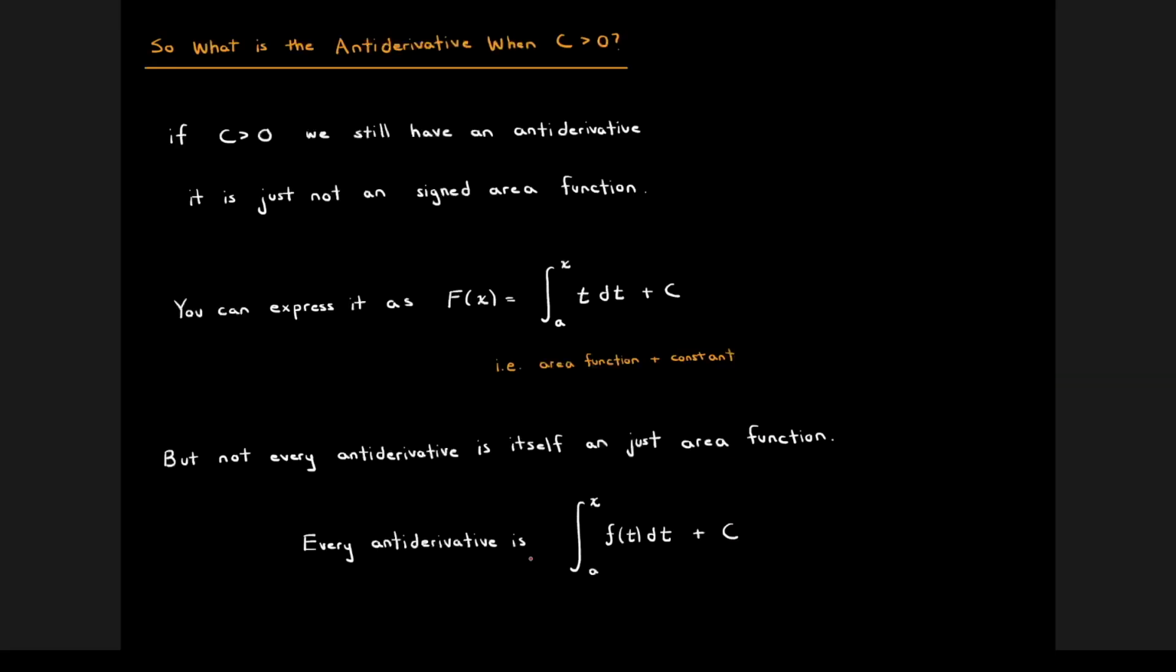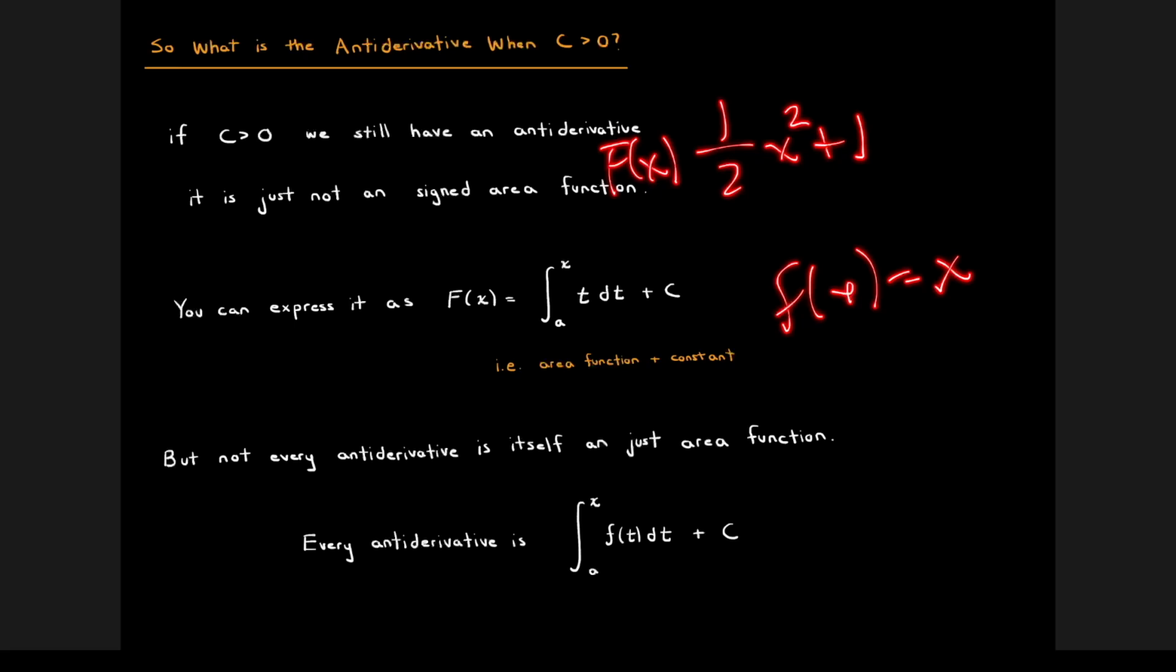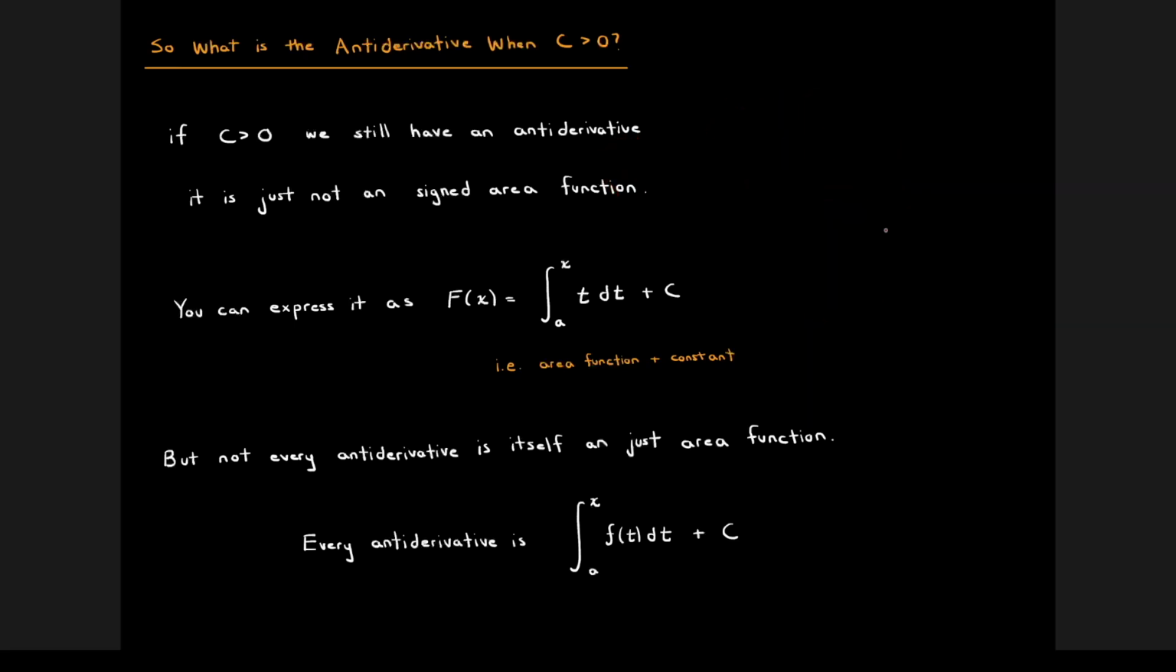So now you might have some more questions about what type of antiderivative we have when c is positive. Well, when c is positive, we still have an antiderivative. For example, 1/2 x squared plus 1. This is still an antiderivative of f of x equals x. Okay, so there's no doubt about that. If you differentiate this, you get over here. But that function cannot be expressed as just a signed area function. One way you can express that function is as a signed area function plus some vertical shift.